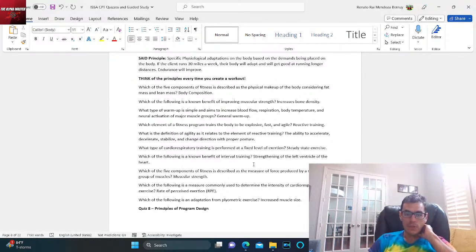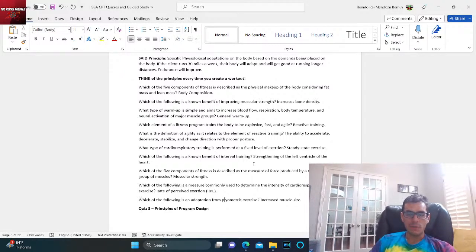So, which of the following is a measure commonly used to determine the intensity of cardiorespiratory exercise? The rate of perceived exertion is going to be a measure that is commonly used to determine the intensity of cardiorespiratory exercise.